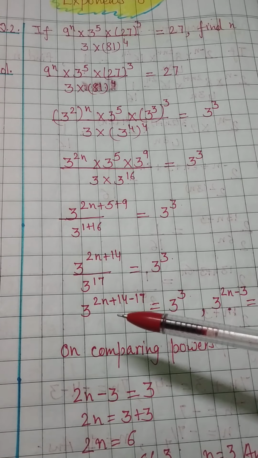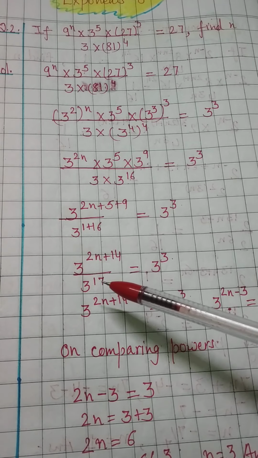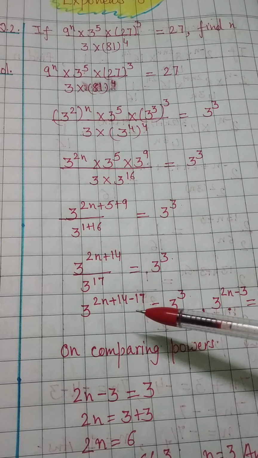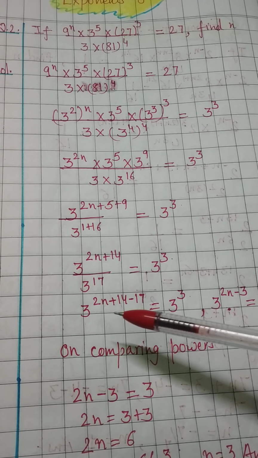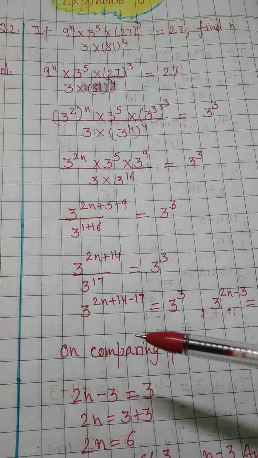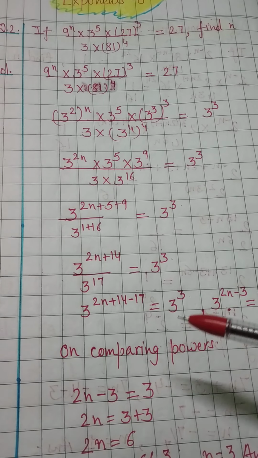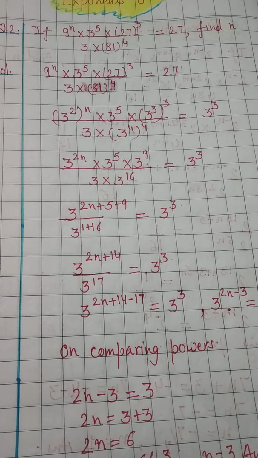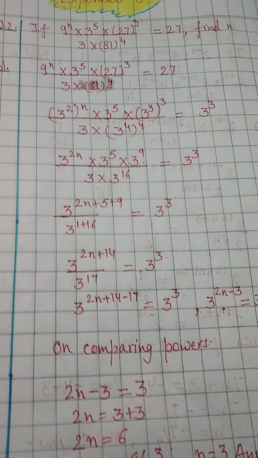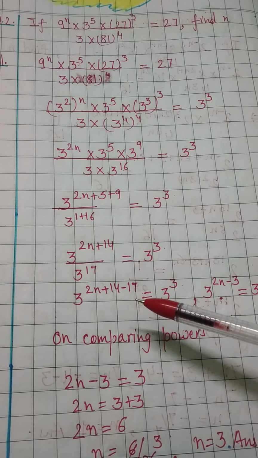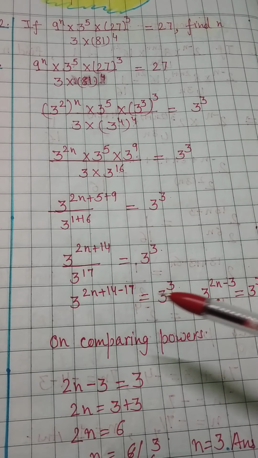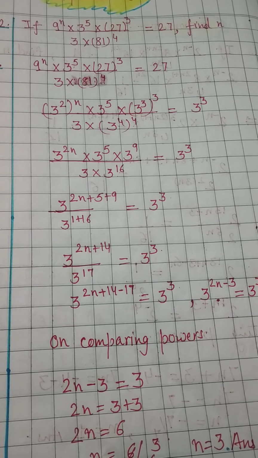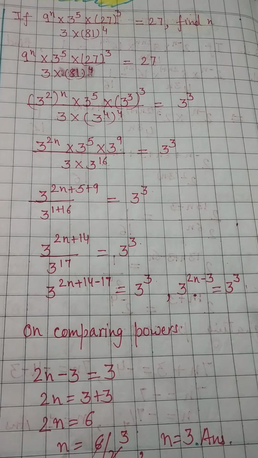So after this, 3 raised to power 2n plus 14, and it will go up minus 17, because x raised to power m upon x raised to power n equals x raised to power m minus n. That law we are using, the division law, equal to 3 raised to power 3. So here 3 raised to power 2n minus 3, 17 minus 14 is 3, and the minus sign is there. This is important. See, you have to keep all the rules of mathematics. So here 17 is greater, so we will put the sign of minus 3, right? Plus minus minus, the sign of the greater number will come.